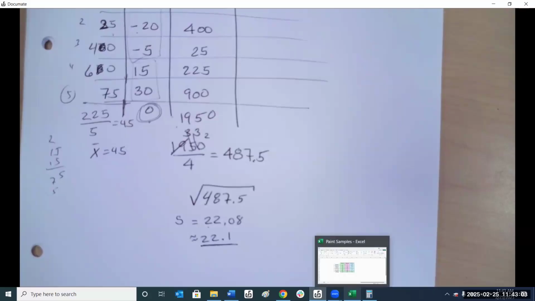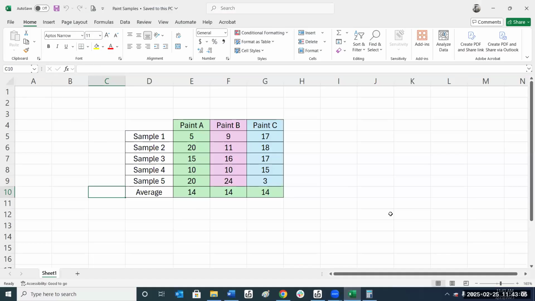So let's go back to this example. So in order for us to find out which paint is the best, since they all have the same average, we have to find out which ones have the smallest standard deviation. Because the smaller standard deviation tells you how far from the average your paint is going to last, or could last.